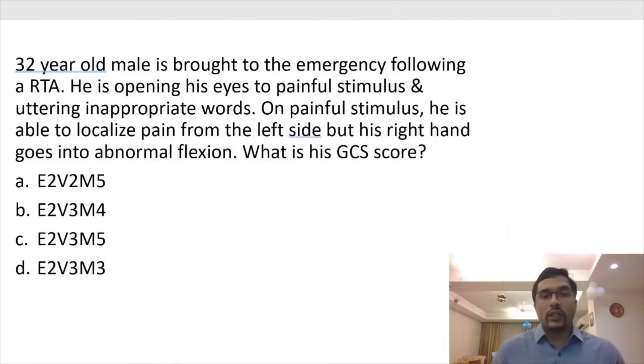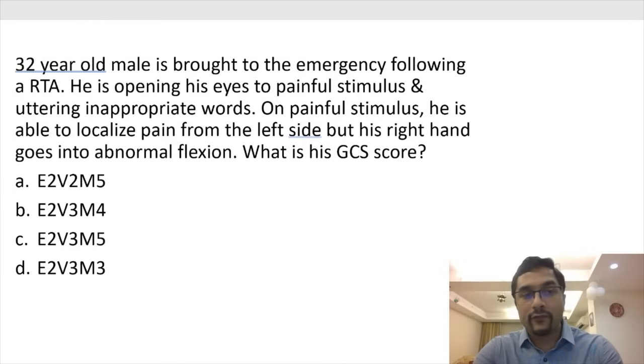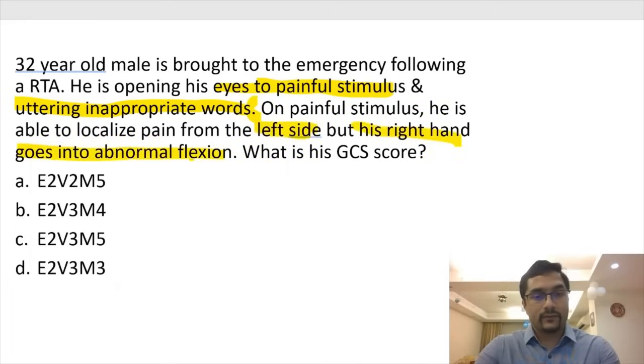Another very, very important topic is Glasgow coma score. All of you should memorize the Glasgow coma score for your upcoming exams. So you have a 32-year-old male who is brought to the emergency following a road traffic accident. He is opening his eyes to painful stimulus and uttering inappropriate words. On painful stimulus, he is able to localize pain from the left side, but his right hand goes into abnormal flexion. What is his GCS score?